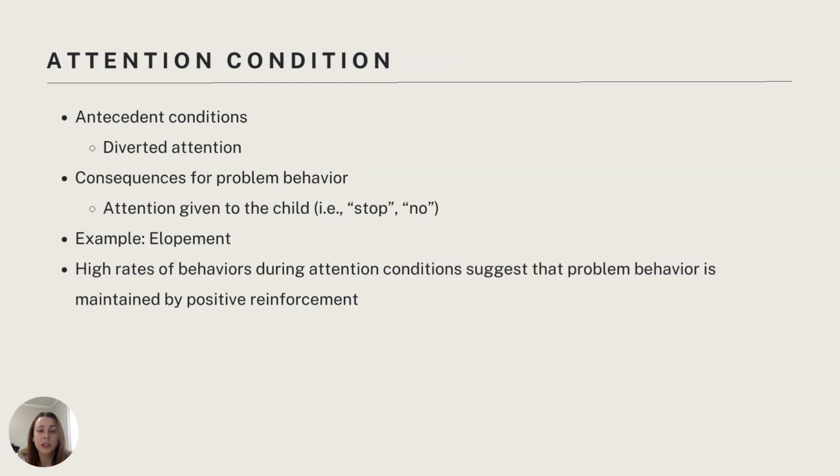During the attention condition, the evaluator's attention is diverted. They may be engaging in a side conversation or reading a book, but their attention is not on the child. If a problem behavior does occur, attention is given to the child, such as a verbal reprimand. So, in my example of elopement, if the behavior of elopement is maintained by attention, we would see an increase when attention was provided to the elopement. So, the adult might chase after the child while yelling at them to stop or don't do that.